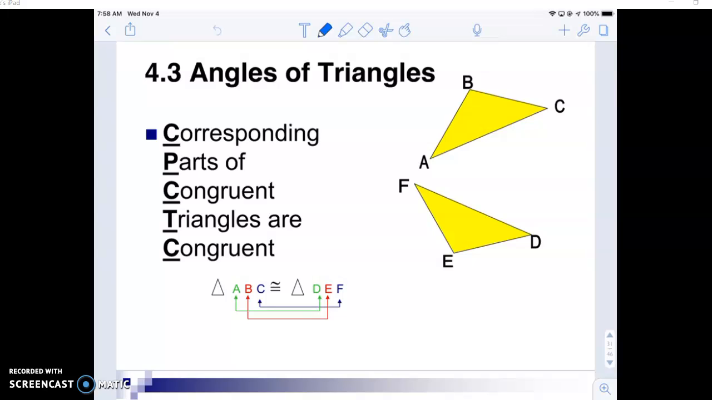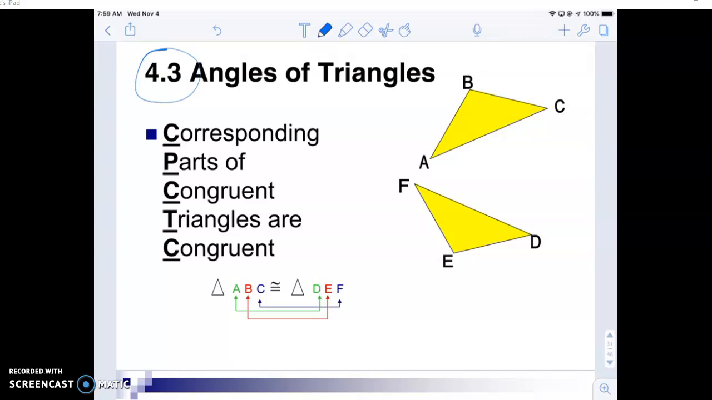Alright, hey everybody, this is the lesson for section 4.3. So 4.3 is all about this acronym right here. We say CPCTC. CPCTC. What that means is corresponding parts of congruent triangles are congruent.